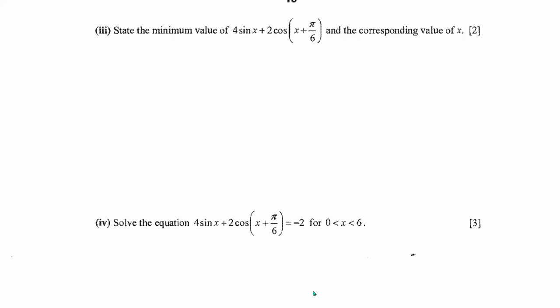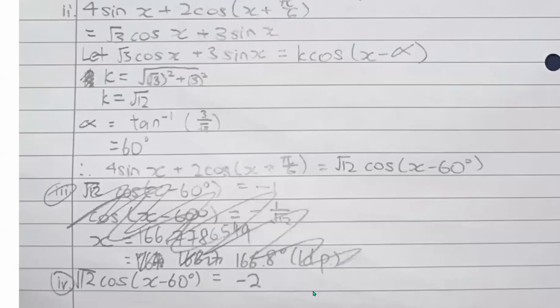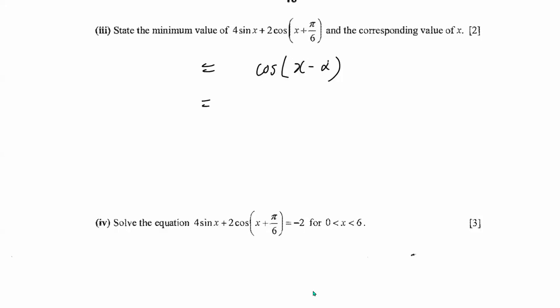The minimum value, right? So how do you find the minimum value? You got it into R cos(x minus alpha) format already, right? Now your answer was fine: root 12 cos(x minus 60). Try to use radians. Follow the question.